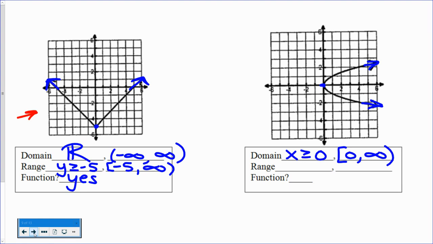As a range, I'm looking across the y-axis, so I'm trying to find the highest and lowest it goes, but it's going to continue forever down and forever up. So we will have all real numbers, negative infinity to infinity, both parentheses around your infinities. Would this be a function? No, it would not pass my vertical line test. I would have repeating x values.